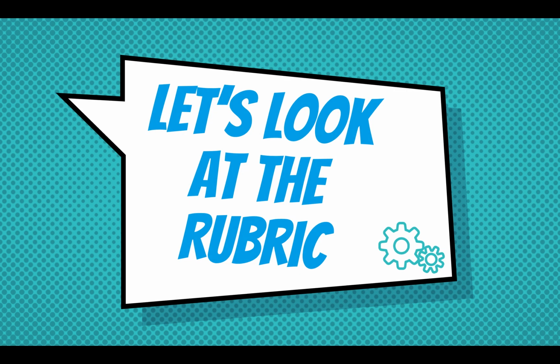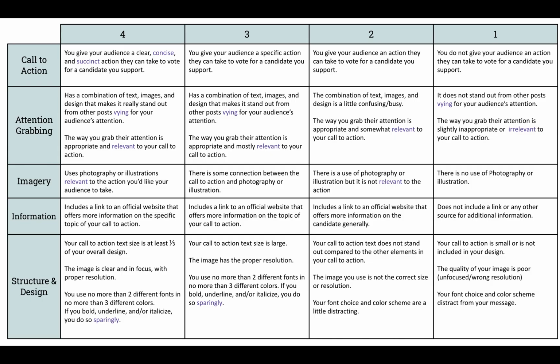So let's look at the rubric. This is what we're going to use to grade your call to action. I'm going to send you a link so you can read this at your leisure, but as always, you know that I go right over to the very left under that 4 column to describe what a perfect project looks like. So we have 5 categories: a call to action, attention grabbing, imagery, information, and the structure and design of your project. So your call to action, you should give your audience a clear, concise, and succinct action that they can take to vote for a candidate you support.